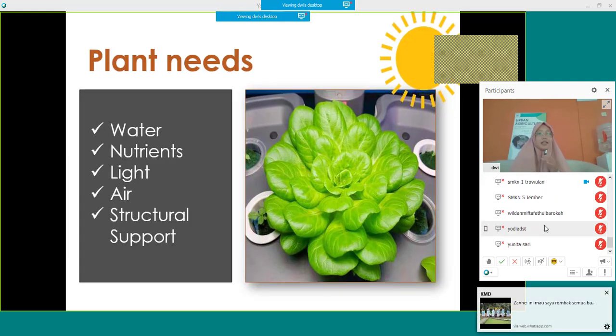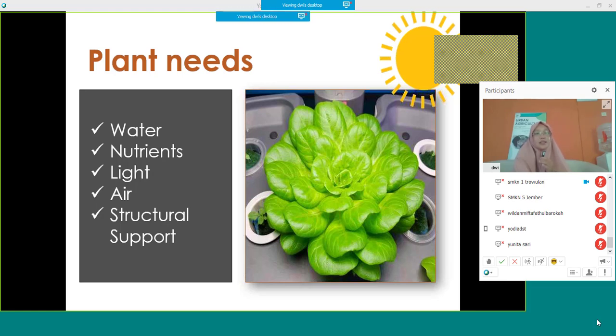To support life, a plant needs some factors such as water, nutrients, light, air, and structural support. As we know, all of these things are needed by the plant for conducting the photosynthesis process.